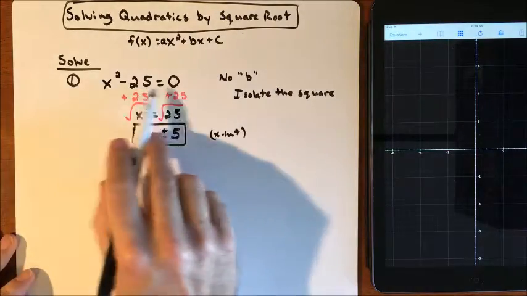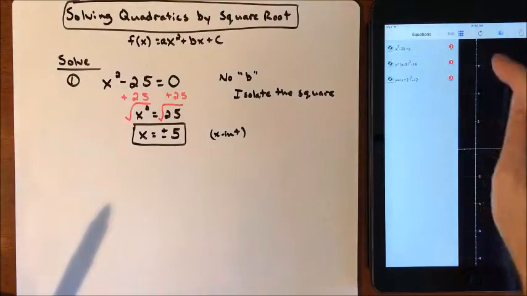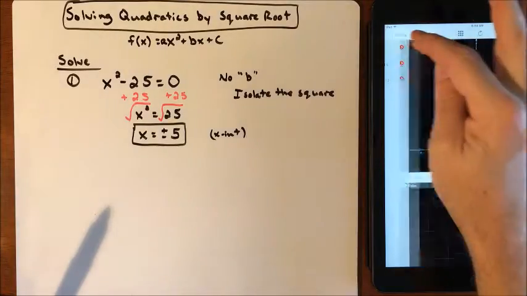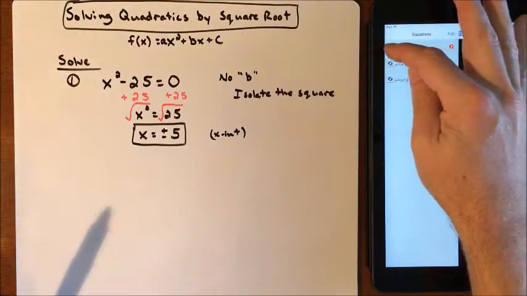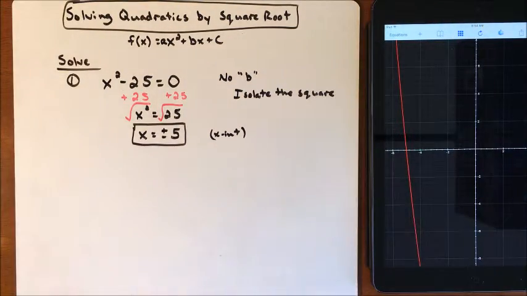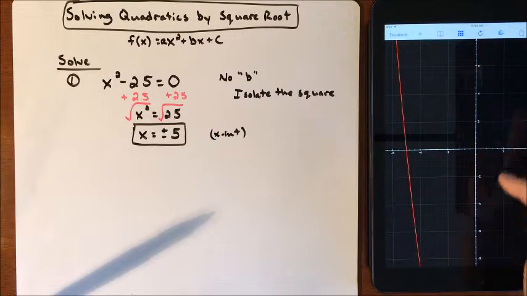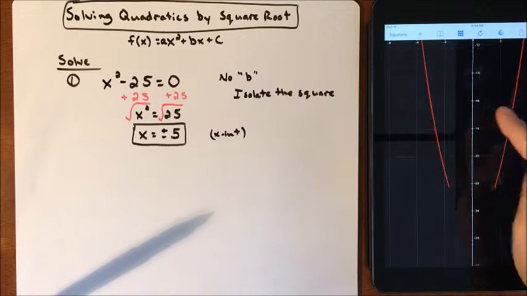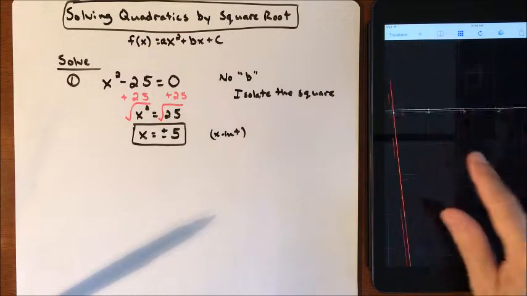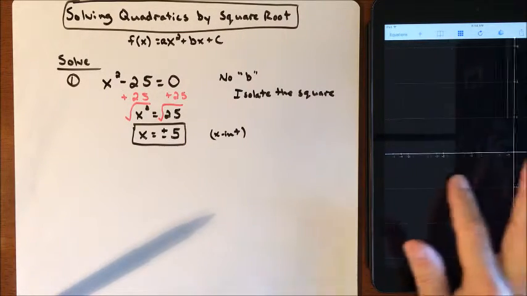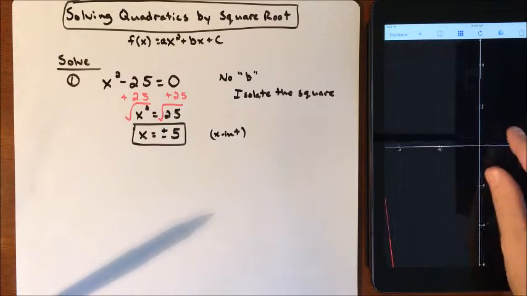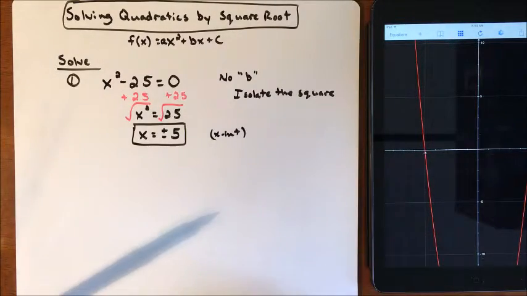We could check it by plugging it back in and seeing if it adds up to 0, or sometimes even quicker, we can just graph that equation and look for x-intercepts. If we graph it, it has a y-intercept way down here somewhere, and we're looking for x-intercepts. We have an x-intercept here at negative 5, and another x-intercept here at positive 5. So our solutions check out to our graph.